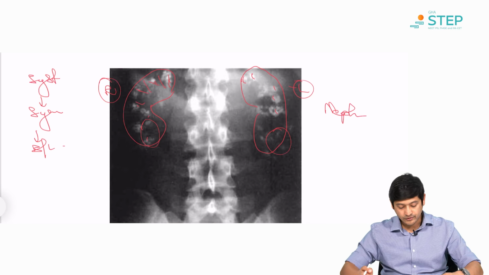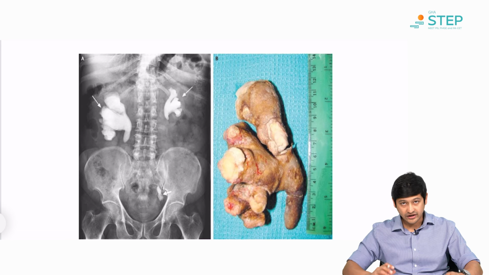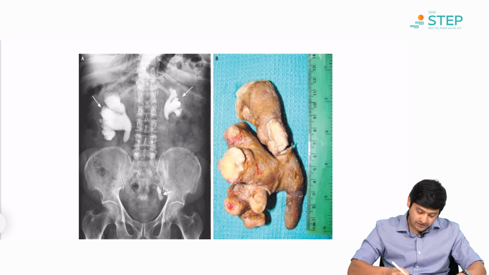When you look at another option, you have a radiograph of the abdomen. You have the lumbar spine, the pelvis, and you have these opacities in the region of the kidney.